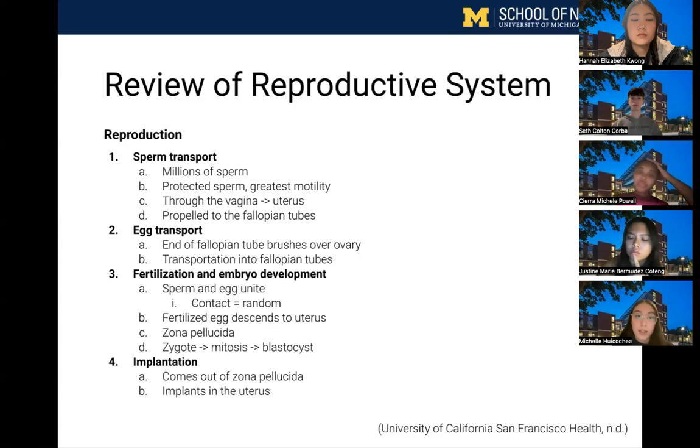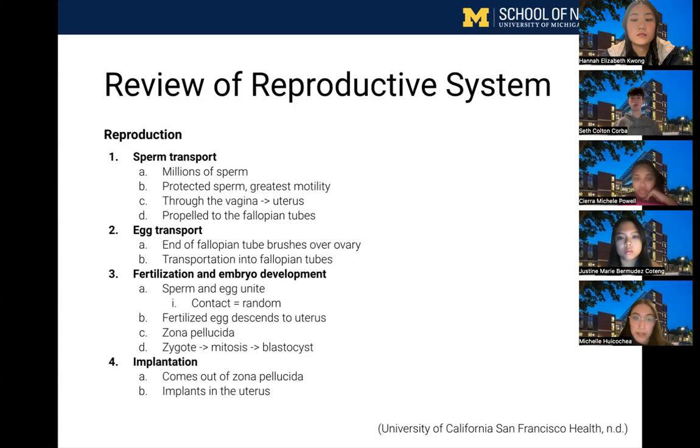So next, in the egg transport stage, the egg is produced in the ovary. The egg is moved into the fallopian tubes through a forward motion, and then it's transported through the tube, and this takes about 30 hours to occur.